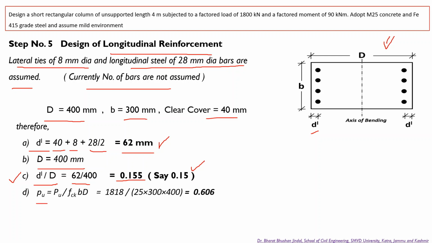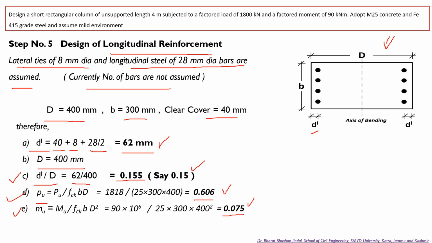Now small pu we have to calculate, which is required to select the chart number. After putting all the data, we are getting small pu value equal to 606.606, and the third parameter which is required, small mu, we are getting after calculation as 0.075.